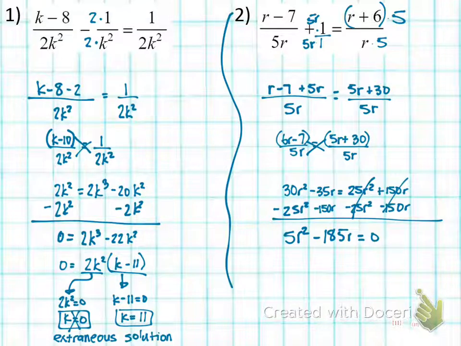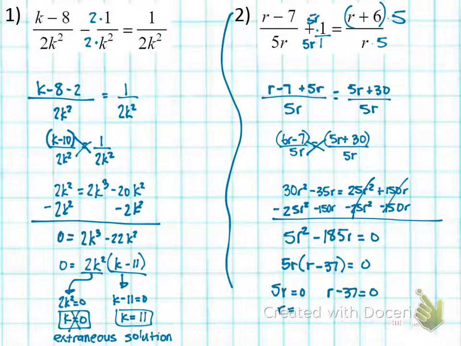Okay, so we got 5r, we could factor that out. It's going to be r minus 37, which is all equal to 0. We know 5r is equal to 0, and r minus 37 is equal to 0. Over here we know r is equal to 0 and r is equal to 37. These are my 2 answers.